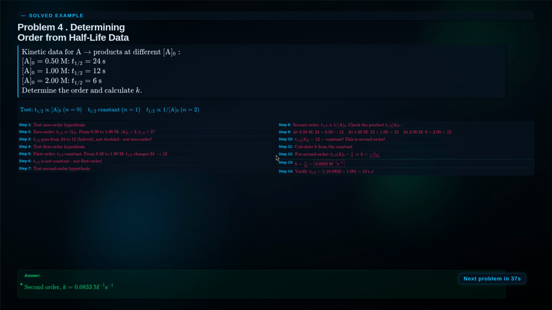Step 4. Calculate K. For second order, T1/2 times A0 equals 1 over K. So K equals 1 over 12, which is 0.0833 per molar per second. Verification. T1/2 equals 1 over 0.0833 times 1.00 gives 12 seconds, matching the experimental data. Answer: the reaction is second order with K equals 0.0833 per molar per second.